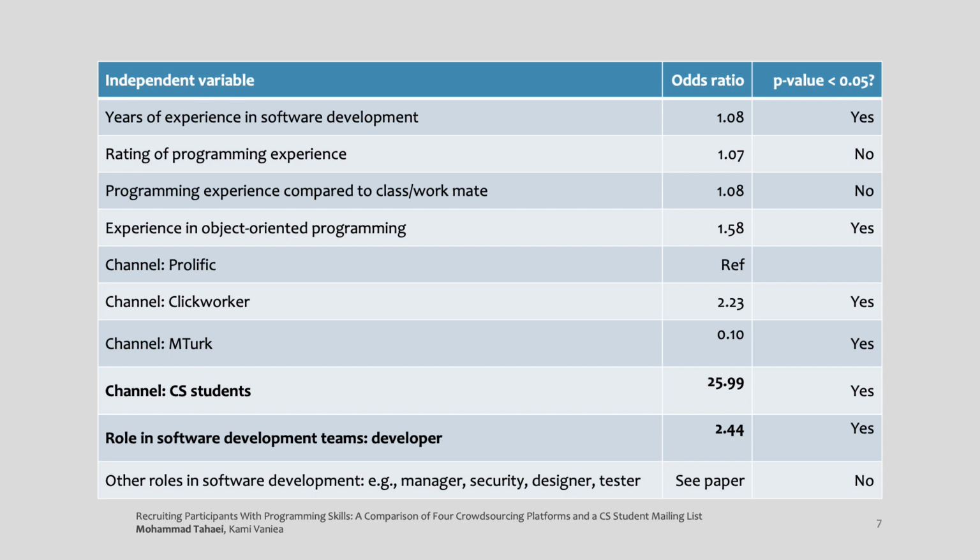Noting that we are not saying that this question should be used to screen participants, but it can be helpful to better understand whether a participant does have programming skills or not by simply asking them if they are a developer or not. Quickly looking at the different channels, computer science students are about 26 times more likely to get the programming questions correct compared to Prolific participants.